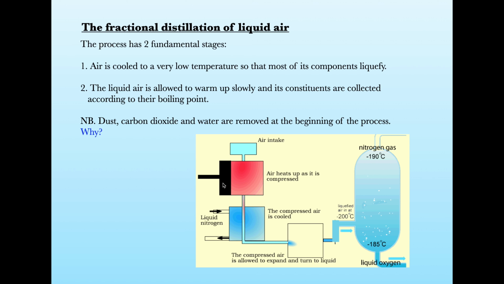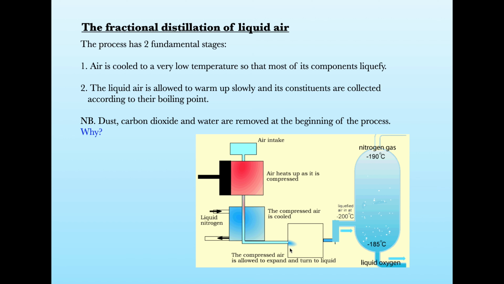We take the air in, we slowly compress it. Now you'll know from pumping up bicycle tires that the pump gets hot, and it's not just because of the friction. If you compress a gas, you heat the gas up. Okay? So we slowly compress it, and then it warms up. Then we cool it with liquid nitrogen. So we cool it with something that's very, very cold. And then we pass the gas through these pipes, and then we allow it to expand suddenly. So if compressing a gas warms it up, allowing a gas to expand cools it down.